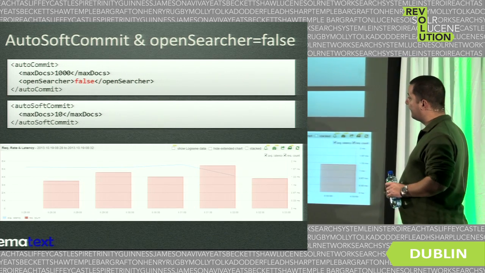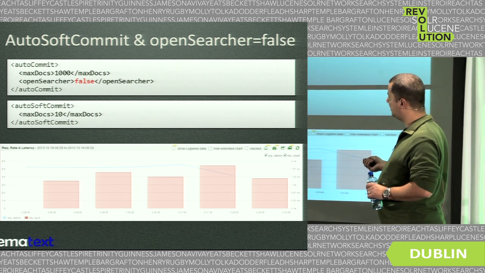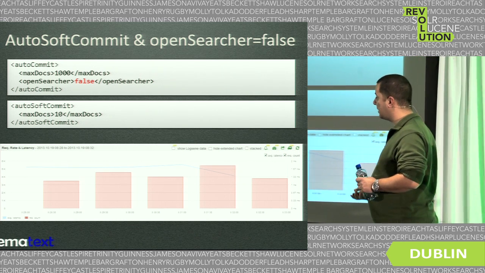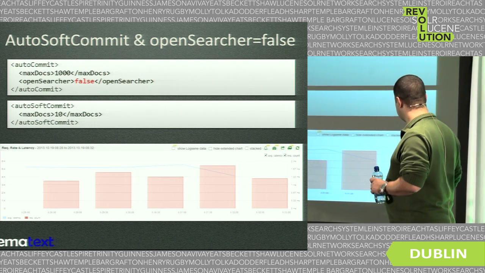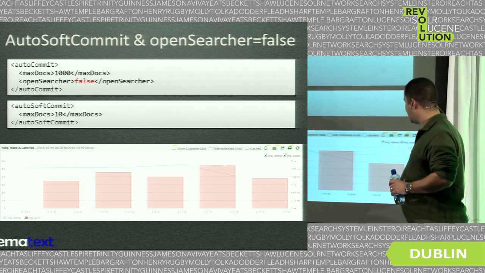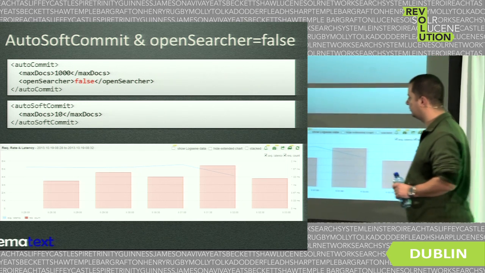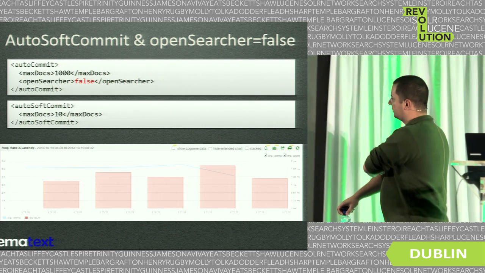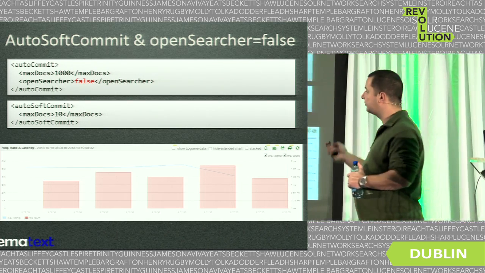But now, when we turned off autocommit opening the searcher and we increased the maximum documents allowed to be stored before the hard autocommit happens, but still opened the searcher at the same time, the latency dropped below 2 milliseconds. You can see that it dropped, and the amount of requests is higher than 4K, even 5K, depending on how the merging was done in the background. So you can see the difference when you use autocommit and soft autocommit.